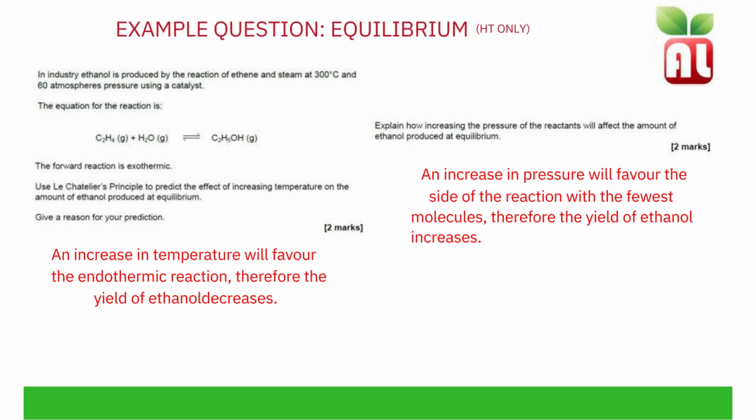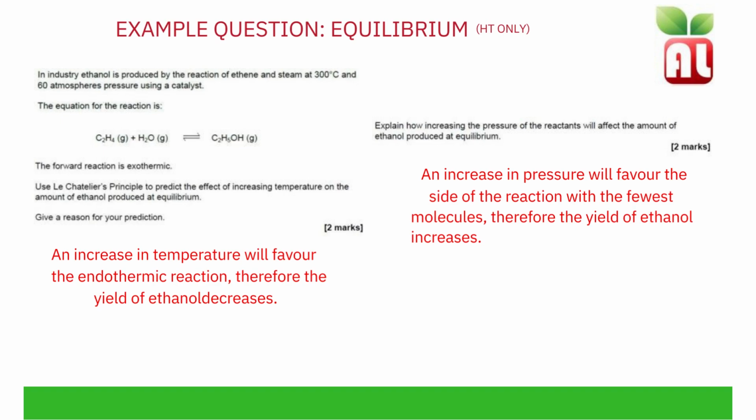Predict the effect of increasing the temperature on the amount of ethanol produced at equilibrium, and give a reason for your prediction. An increase in temperature will favour the endothermic reaction. As we have been told the forward reaction is exothermic, that must mean the backward reaction is endothermic. Therefore, more of the backward reaction will occur. Ethanol will be breaking down to produce the reactants. Therefore, the yield or amount of ethanol decreases.